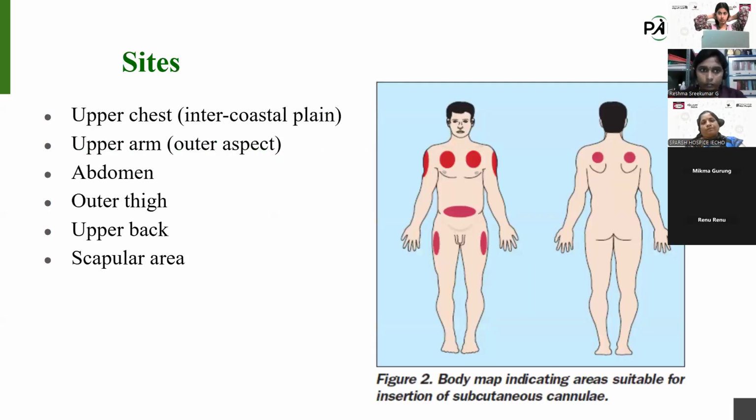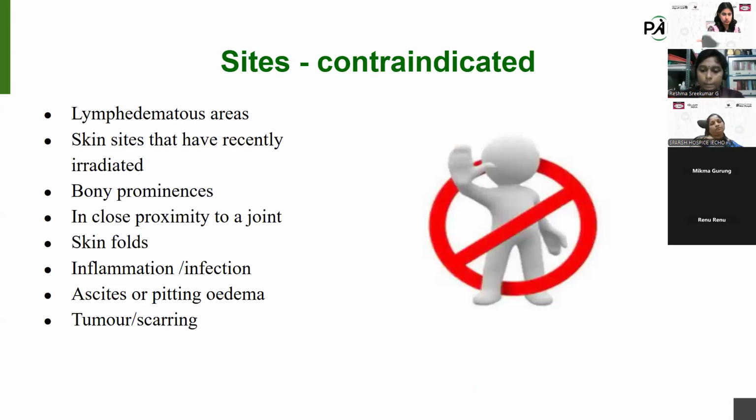Mainly we are administering subcutaneous infusions to the upper chest, that is the intercostal plane. We can give in the outer aspect of the upper arm, then the abdomen, outer thigh, upper back, and scapular area. These are the common sites for giving subcutaneous infusion or injections: upper chest, upper arm, abdomen, outer thigh, upper back, and scapular area.